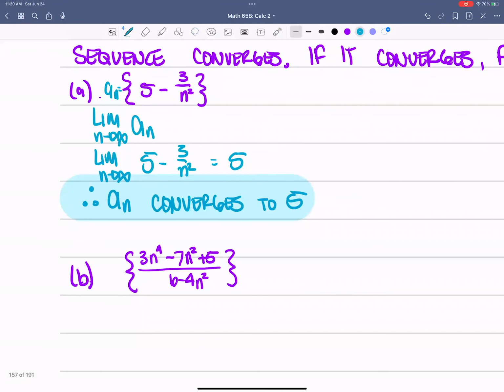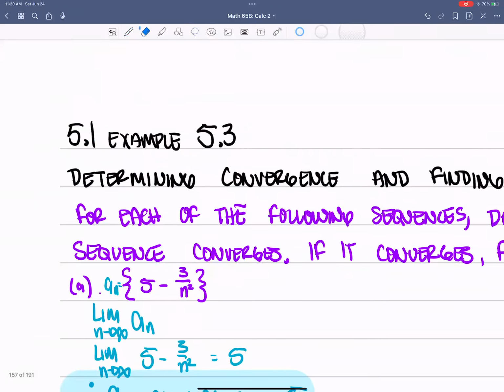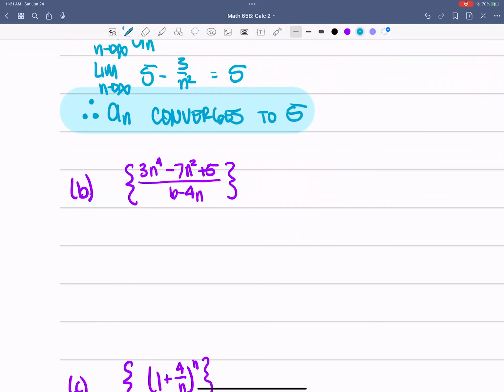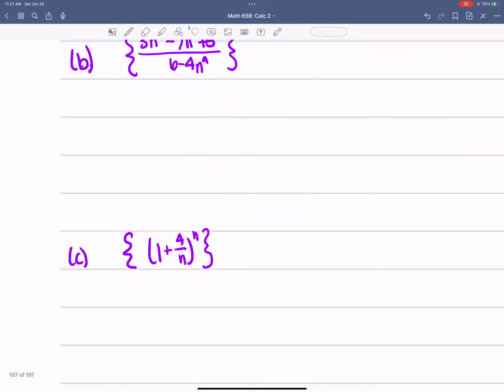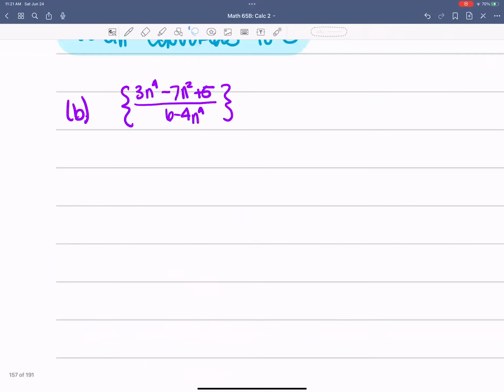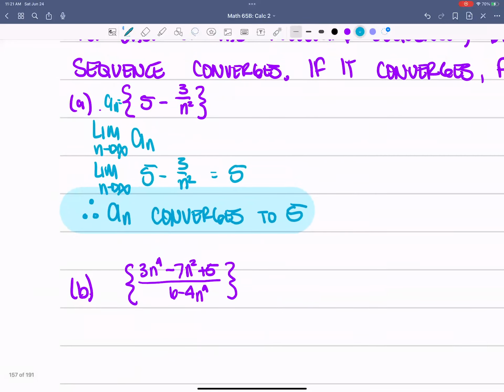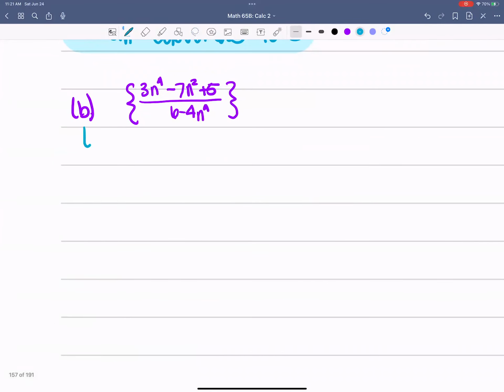Let's take a look at this next one. Oh, and I made a mistake right here. That should be to the power 4. So again, we're going to take the limit of a sub n. Let's move this down a little bit. We're going to take the limit as n approaches infinity of this function, 3n to the power 4 minus 7n squared plus 5 over 6 minus 4 over n to the power 4.